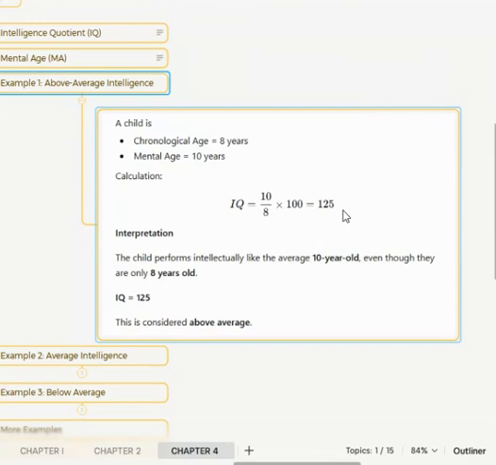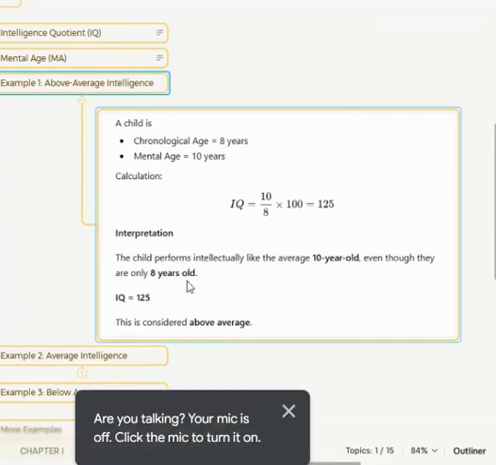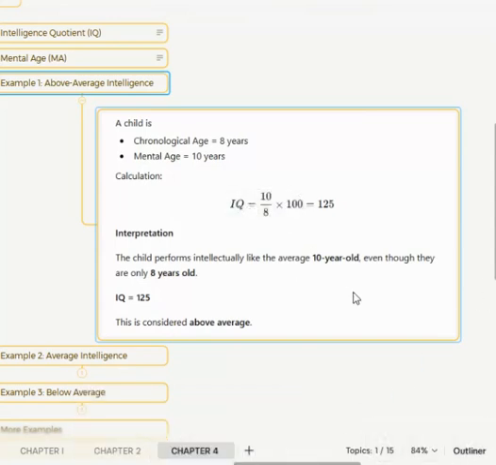How do we know if the IQ is average, high or poor? Related to integration, the child performs intelligence like average, the average is 10 years old, even though they are only 8 years old. IQ equals 125, so it's over average related to the IQ, 125. So that result means above average.